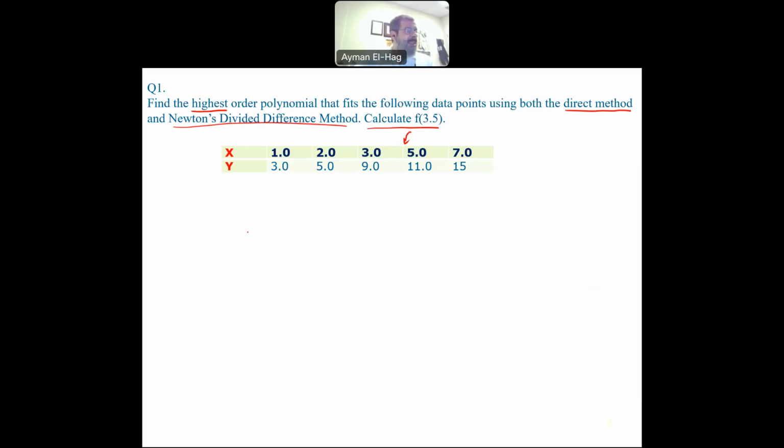So we'll start with the direct method. In the direct method, basically, y is equal to a0 plus a1x plus. But before we write the whole equation, we need to decide what is the order of the polynomial. So we have here 1, 2, 3, 4, 5, so n is equal to 5. The degree of the polynomial is n minus 1, which is equal to 4. So it becomes a0 plus a1x plus a2x squared plus a3x cubed plus a4x to the power 4. So that is the general formula of the polynomial.